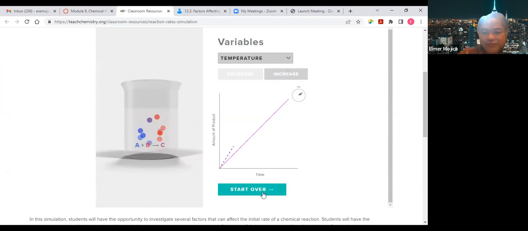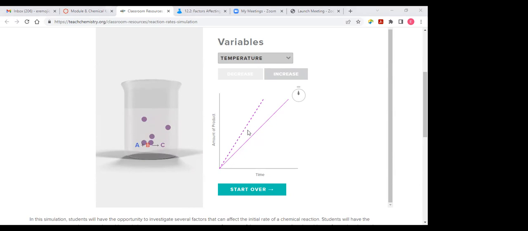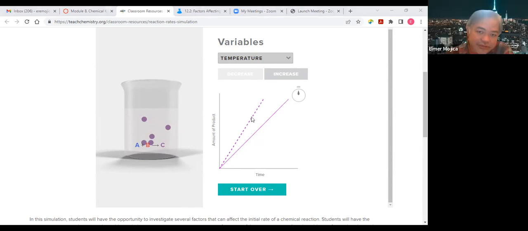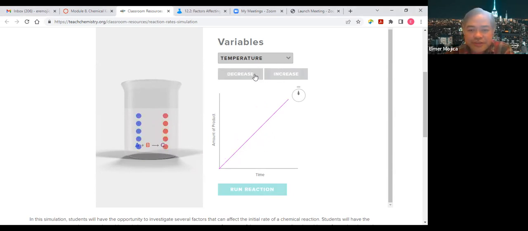Let's look at the reaction. So what can you say about the reaction? Did it go up or down when you increase the temperature? Okay, tumaas. Tumaas. That's what we call the dotted line. So if I start over, if I increase the temperature, okay, it's higher than the one you have in the control. Now, if I did it the other way around, if I decrease the temperature, look what happened.